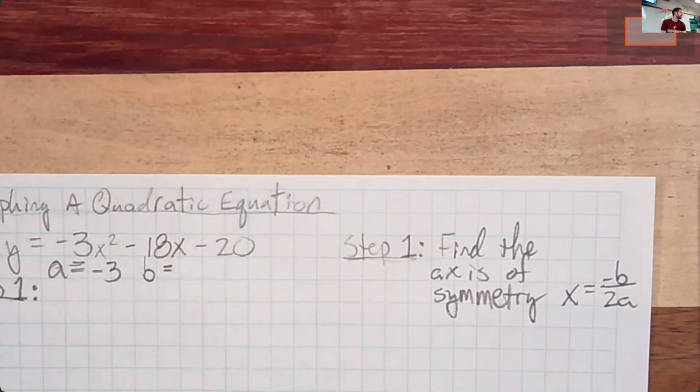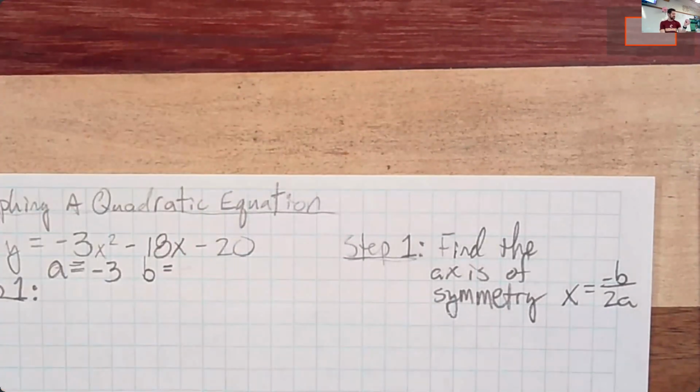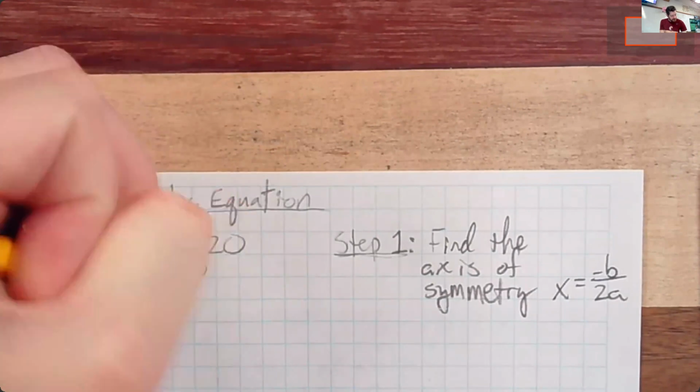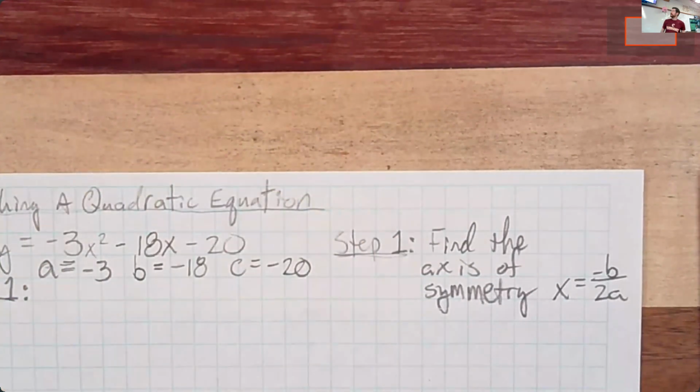Jaime, help me out here. What does B equal on this one? All right, let's get this written down. Okay. What does B equal? Somebody else. Negative 18. Good. So the number with X is always the value of B. So A is equal to negative 3. B is equal to negative 18. What does C equal? Negative 20. All right. So we've got A, B, and C.